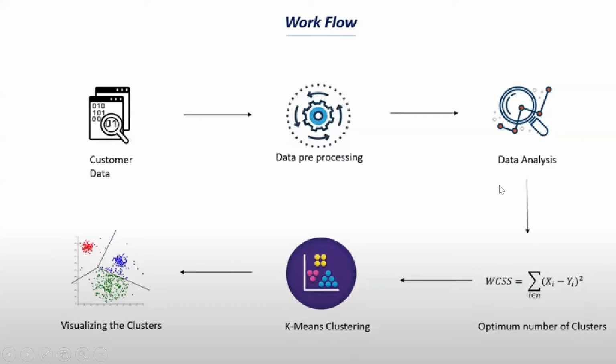We will know about the correct number of clusters by using this WCSS formula. WCSS is the summation of (xi minus yi) the whole square. That will give us the optimum number of clusters. We need to tell our machine learning model that I want like 3 or 5 clusters, this many groups of customers. So we use a method called within cluster sum of squares, that is WCSS. It tells us the correct number of clusters that is suitable for this particular data set.